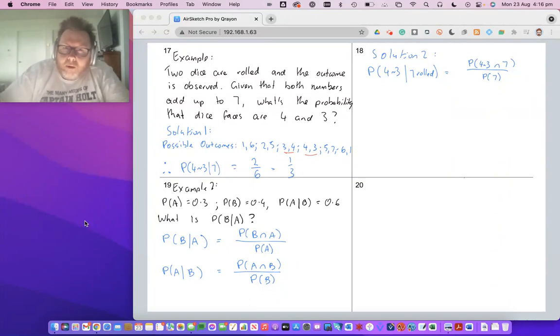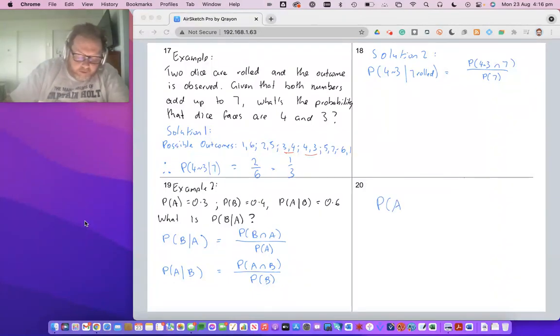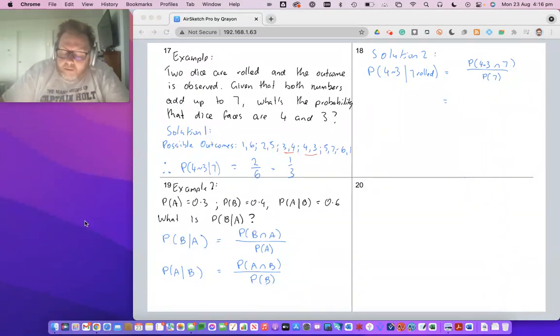Now let's have a look at it from the probability formula perspective. Just to remind you, the probability of A given B is equal to the probability of A and B, or A intersect B, over the probability of B. So this assumes that you've got some calculations happening already. In this case, we've got the probability of a 4 and a 3 and getting a 7 on the dice.